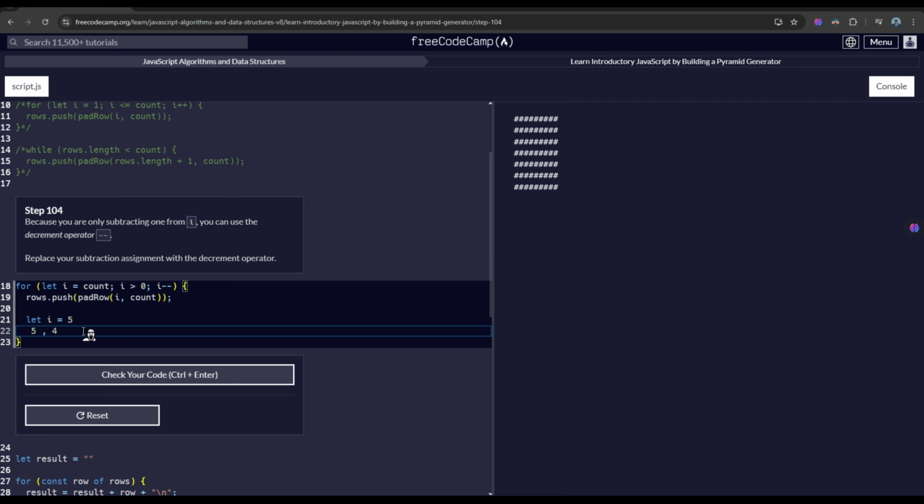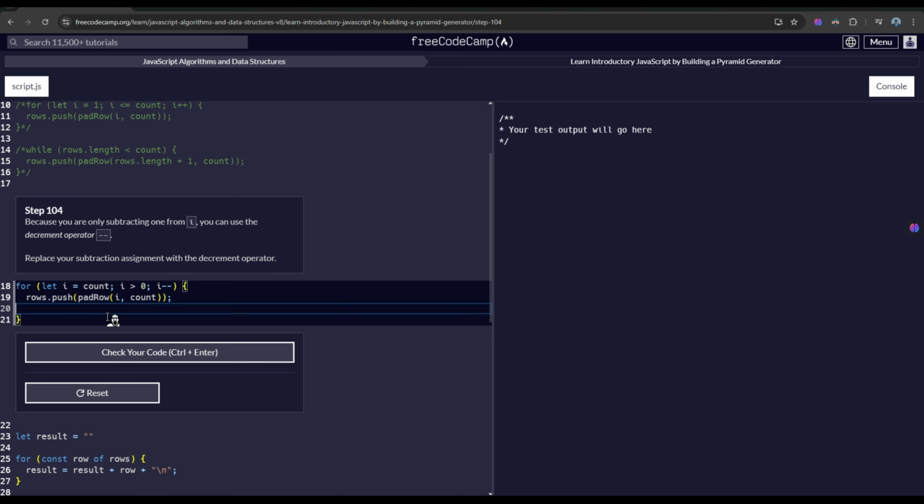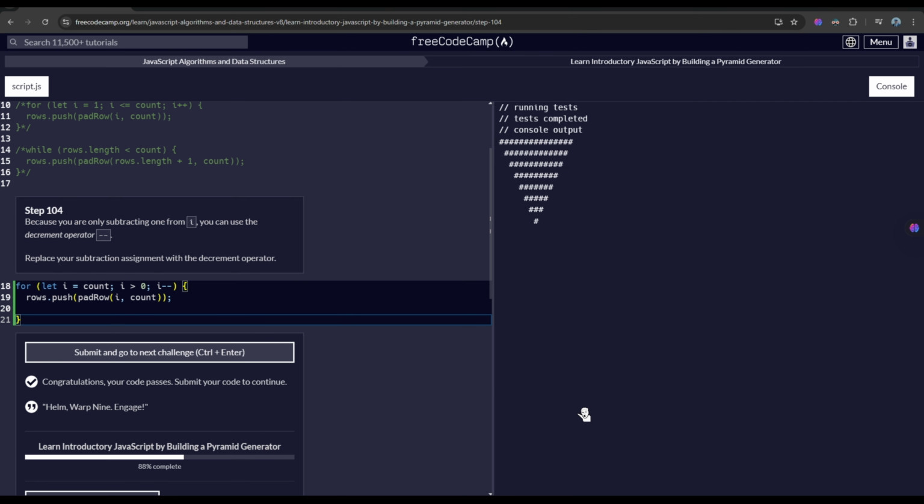Was I correct? I don't know. But since there are two types, you could either do the post-decrementation or do the pre-decrementation. Whoa, I stuttered. Anyways, nice.